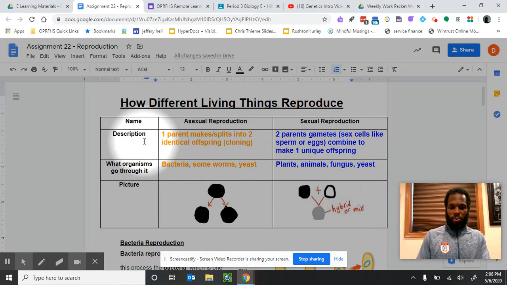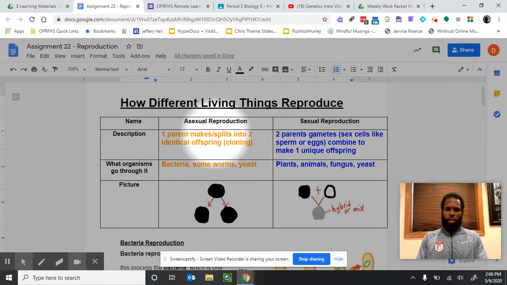So the description. In asexual reproduction, one parent makes or splits into two identical offspring. It's an exact copy. This is done in bacteria, some worms, and yeast. Look at the picture here. I have a black circle representing like a bacteria. It will split in half to make the exact same copy of itself to reproduce.